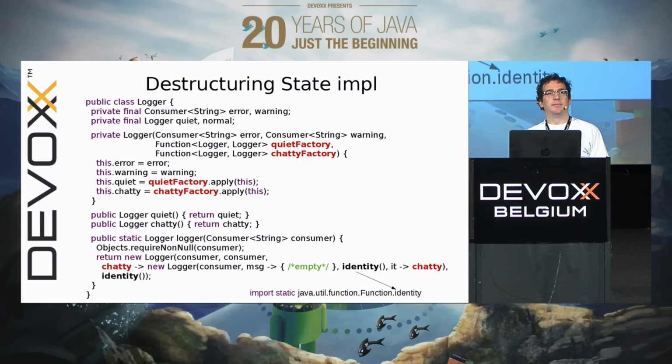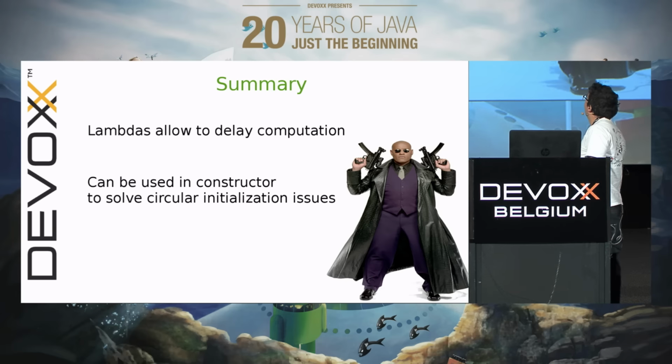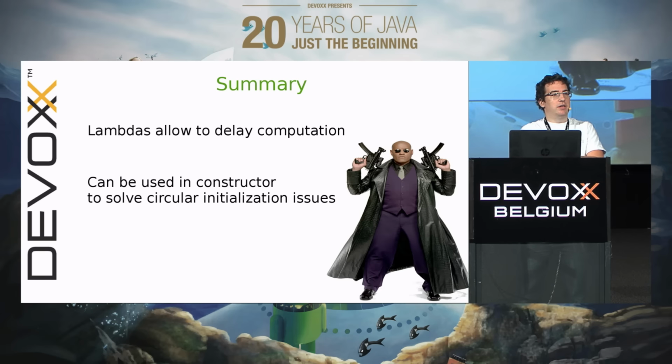Fun code to write. Perhaps not to debug. Well, perhaps my example is not that nice. But basically, because lambdas allow to delay computation, it can be used to solve the circular initialization problem. Delay computation.